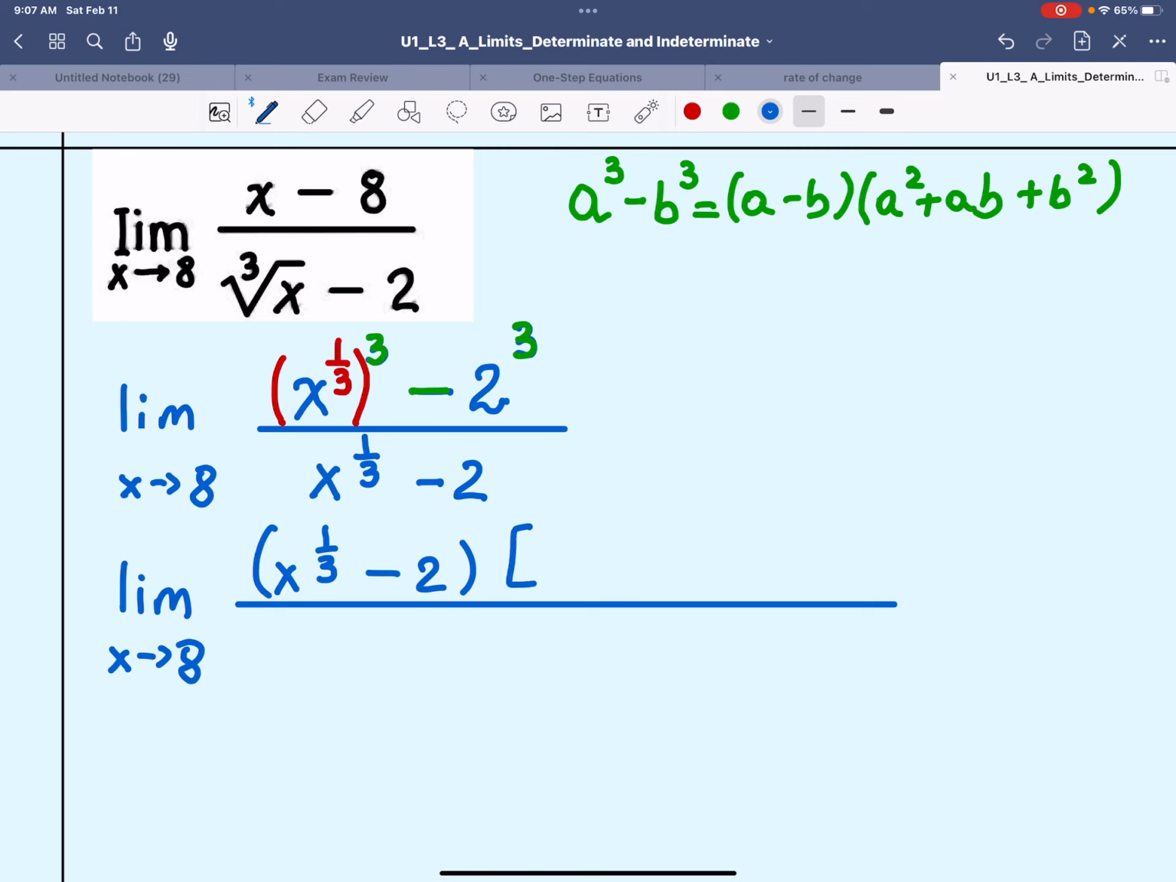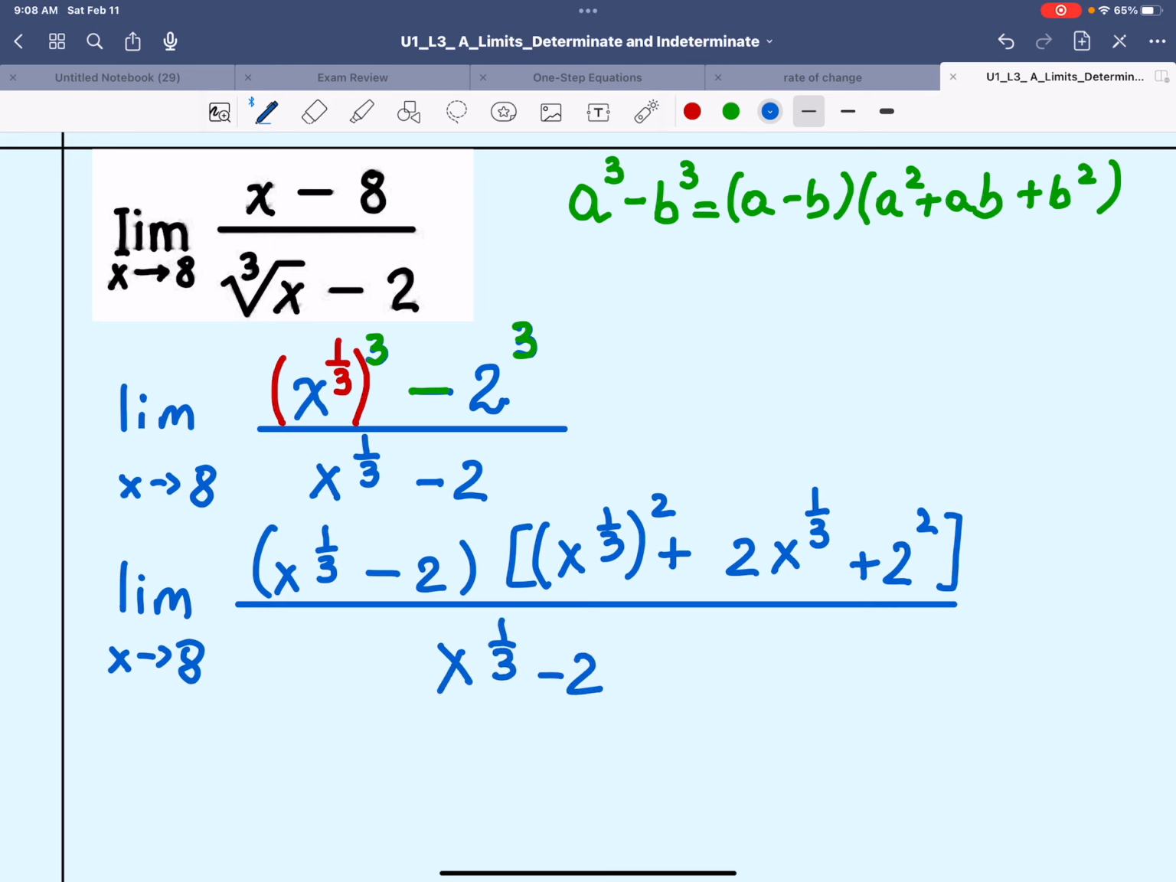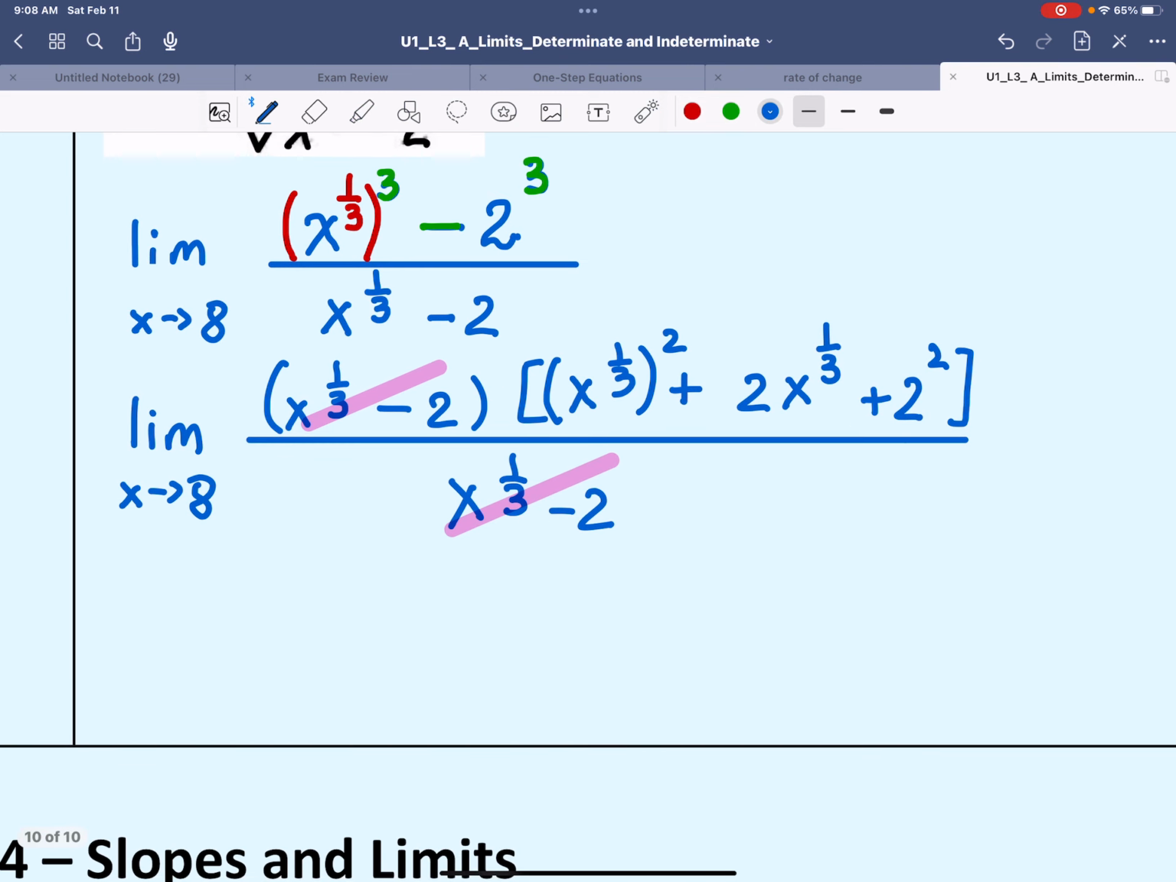And the other factor will be the first term, x to the power 1 over 3 squared, and then plus the product of the two terms, which is x to the power 1 over 3 times 2. And then the last term, which is 2 squared. And we'll close the brackets down here. And then in the denominator, we have x to the 1 over 3 minus 2. We said we cannot do much about it. And as you can see, we have actually a common factor in both numerator and denominator. And look at our limit now.